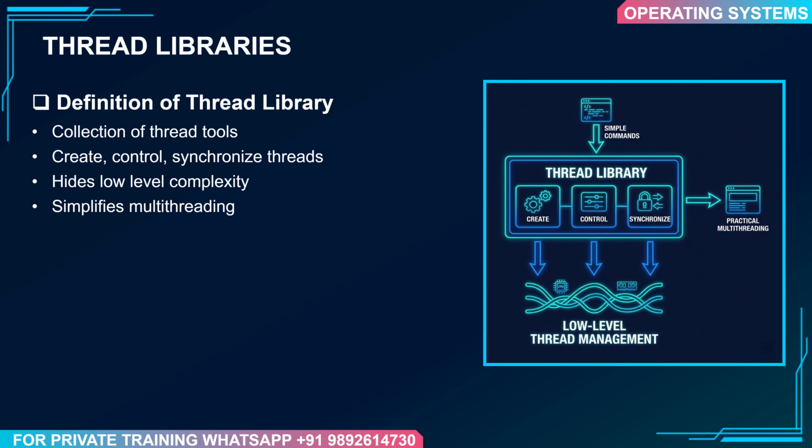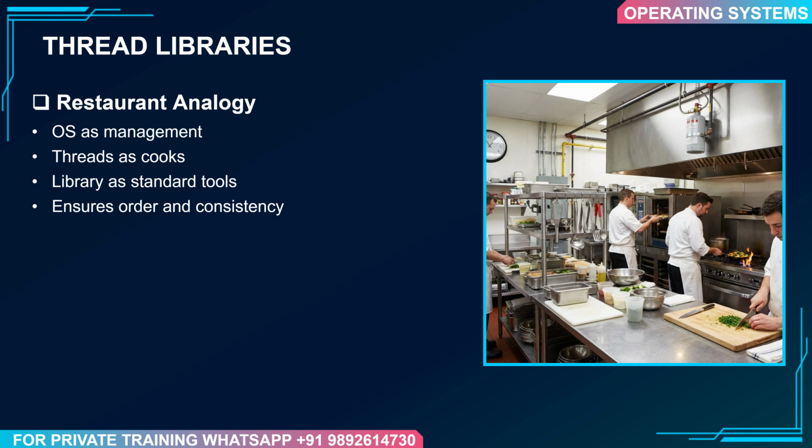A thread library is a collection of functions, classes, and tools that programmers use to create, control, and synchronize threads. Think of it as a ready made toolkit. Instead of manually handling low level details like thread creation, scheduling hints, and cleanup, the library gives you simple commands to work with threads safely and efficiently. Different operating systems and programming environments provide different thread libraries, but the goal is always the same: make multi-threading practical for developers. Let us start with a simple mental picture.